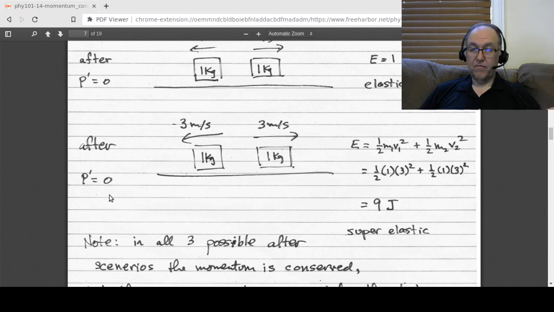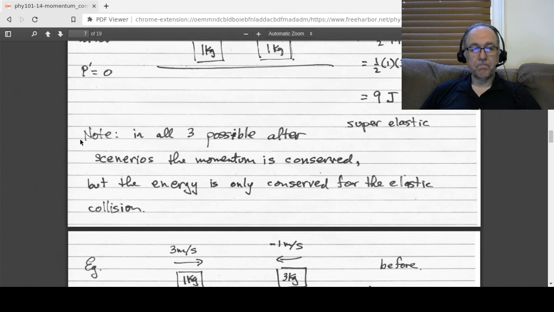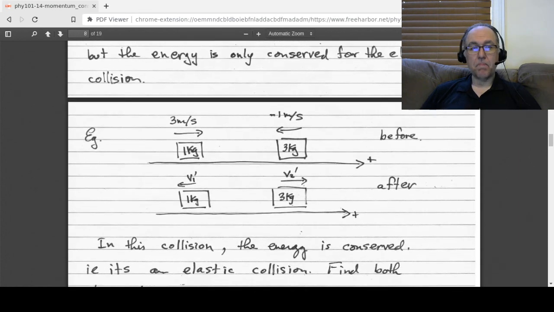So, yeah, you have 3 different collisions. Momentum is always conserved. But if the energy stays the same, we call it elastic. If the energy decreases, it's inelastic. And if the energy increases, then it's superelastic, okay? So there you go. Let's do a problem here to illustrate this.